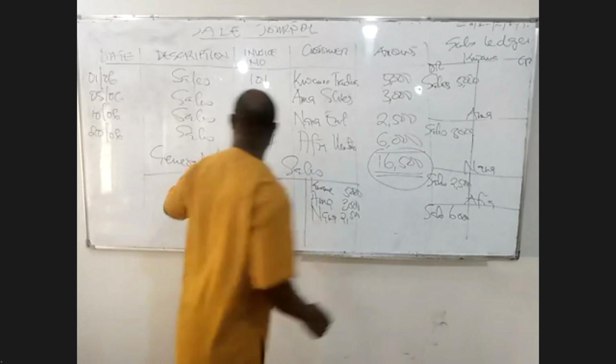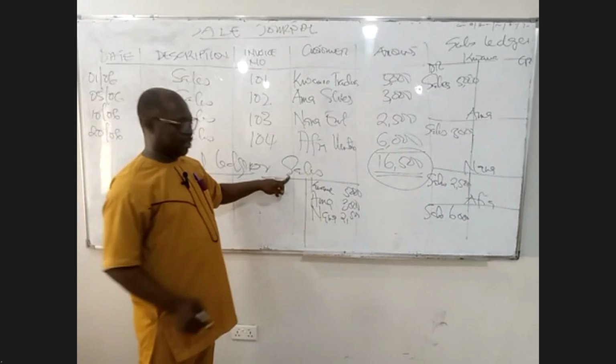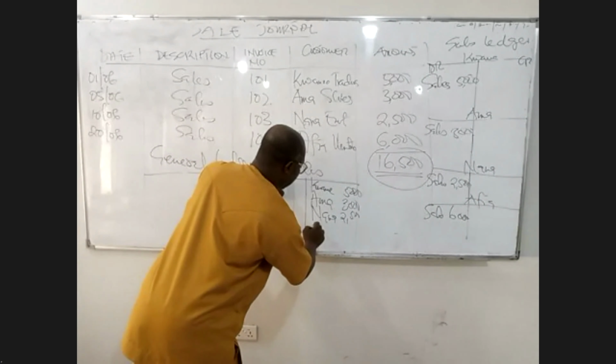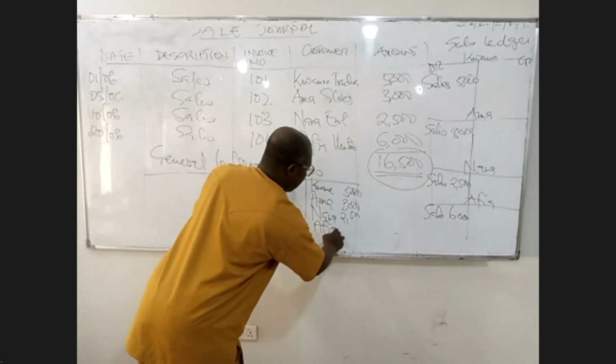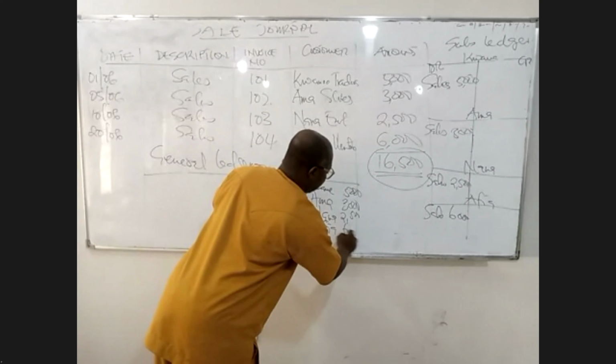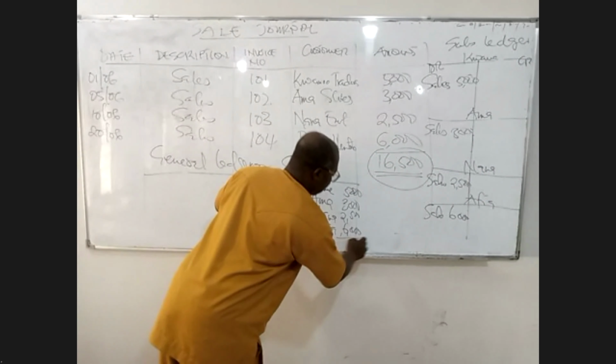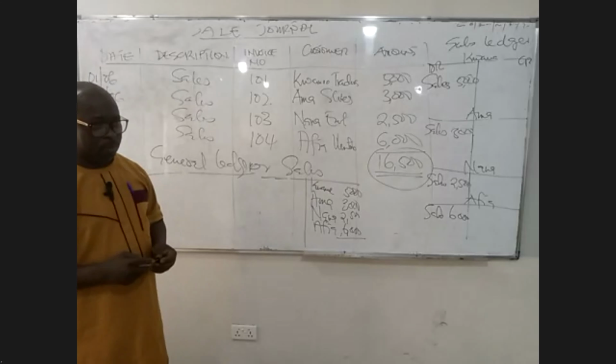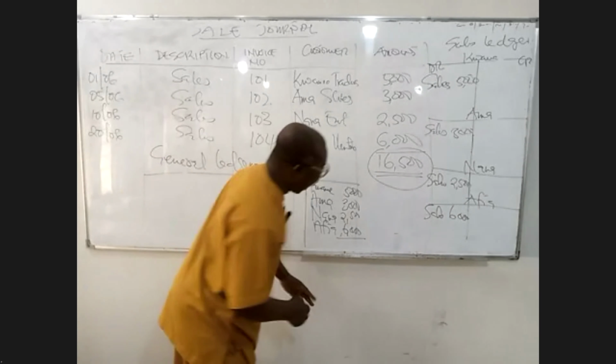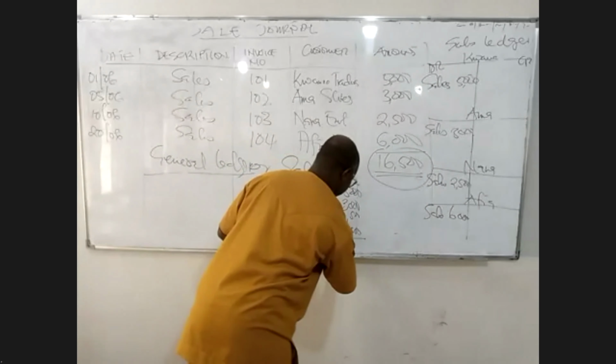Then we come to the general ledger. Sales. Here we have what? Efia. How much? 6,000. Good. So when you add all, you should have this 16,500.